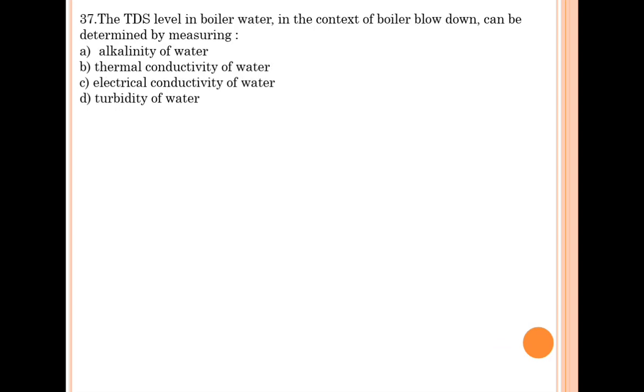Then 37. The TDS level in boiler water in the context of boiler blowdown can be determined by, normally we are calculating in the power plant by electrical conductivity of water. So here the answer should be option number C.